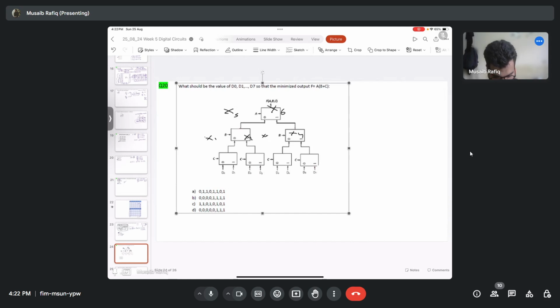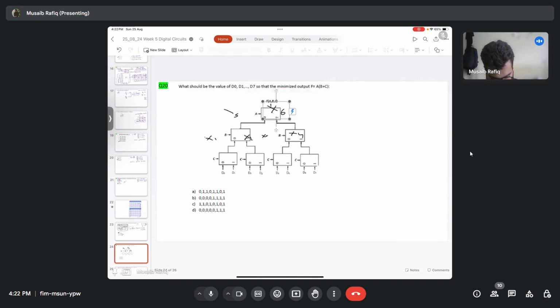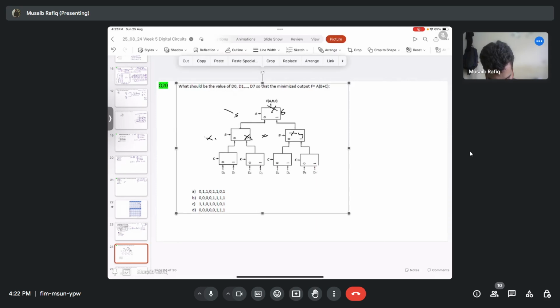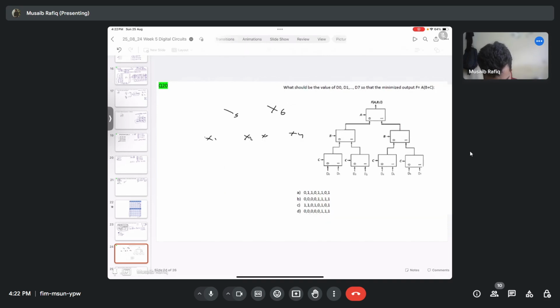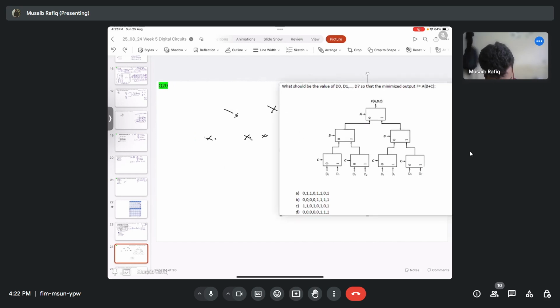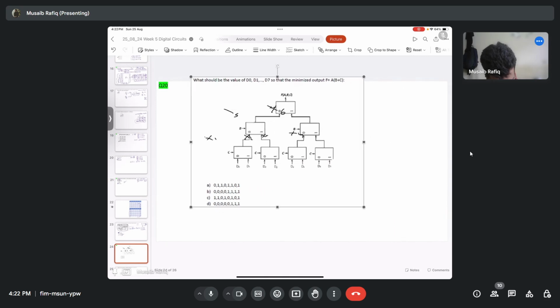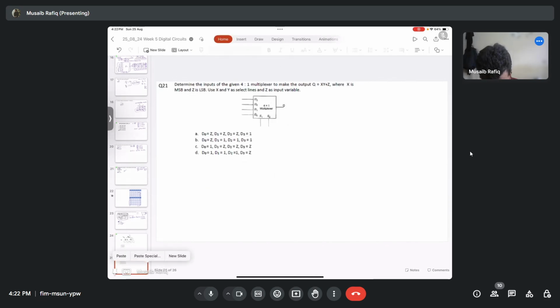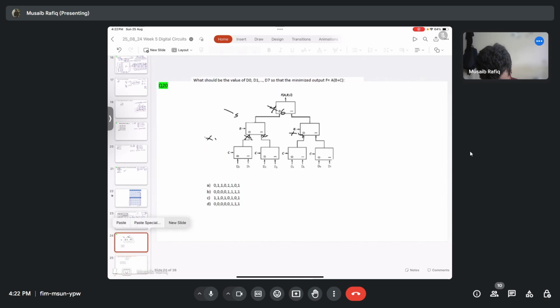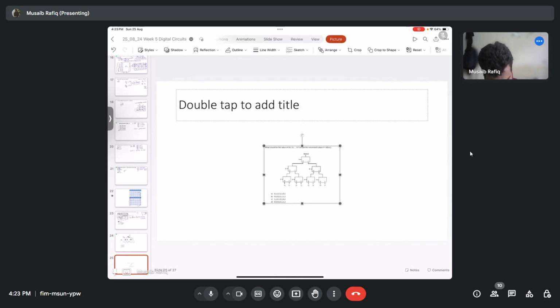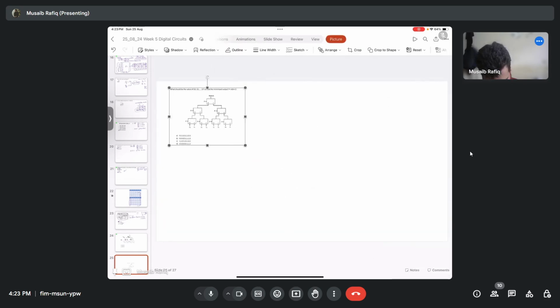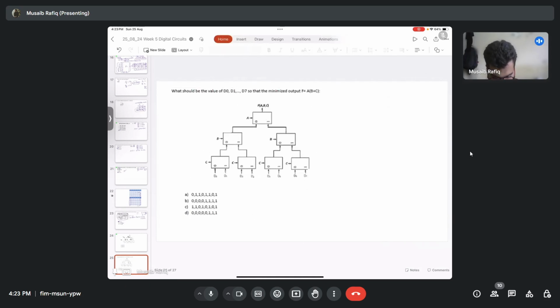So let me just remove these. There are some lines here. So give me a second. Yeah.